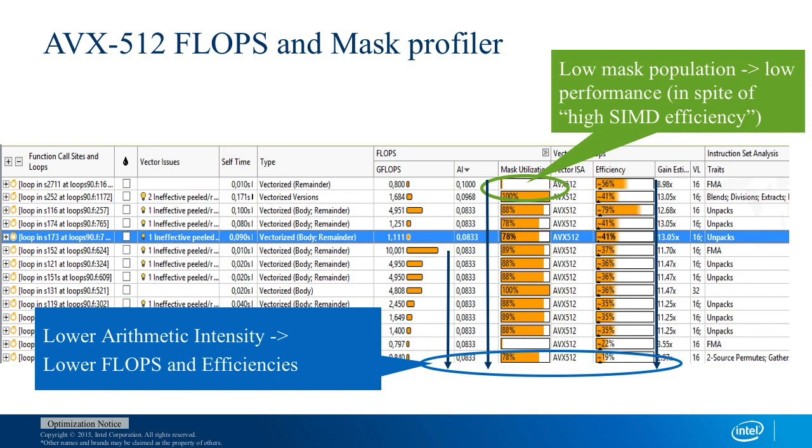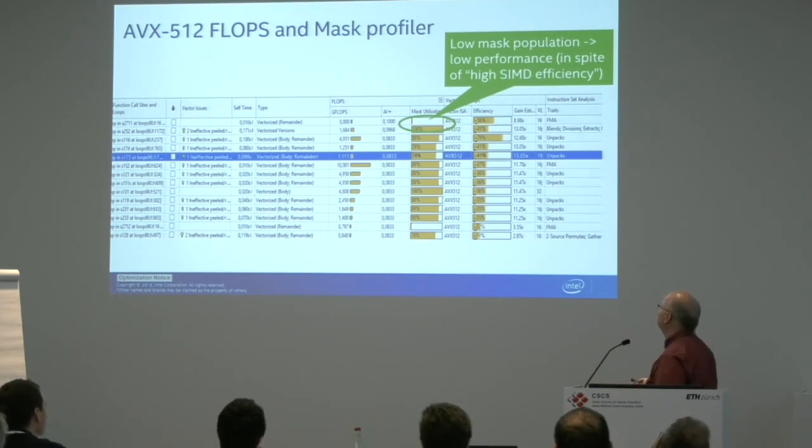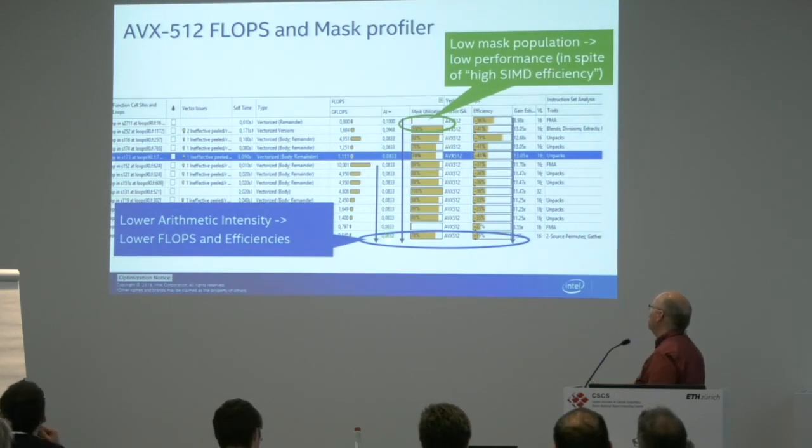You have here the low population and low performance in spite of the high SIMD efficiency. Normally, you can order this by the arithmetic intensity to see how it goes with the efficiency, and order your loops by that.